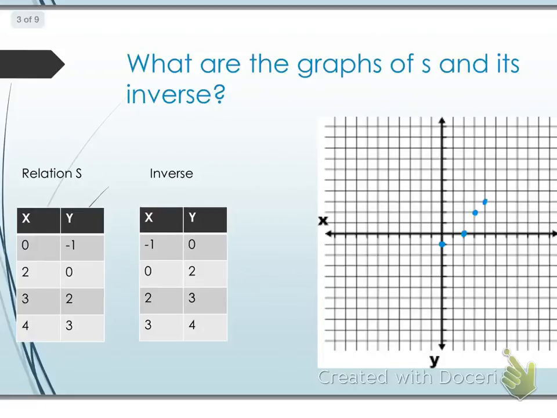And then for the inverse, you flip-flop your x's and y's, okay? So my inverse I'm going to do in the green. So I go left 1, 0, 2, I don't go left or right, but I go up 2. 2, 3, I go right 2, up 3. And 3, 4, I go right 3, up 4. Okay, so you can see that they're kind of mirrors of each other.